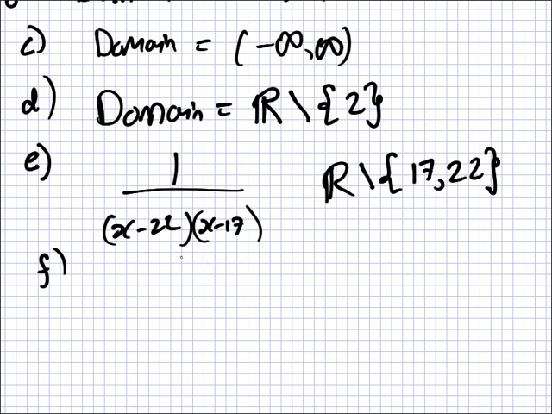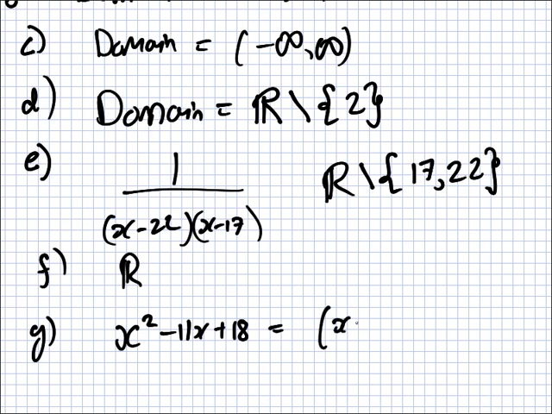Okay, F. What's the answer here? All real numbers. G. What's the answer here? Well, what we should do first is look at x squared minus 11x plus 18, shouldn't we? I'm going to change that into x minus 11 over 2 squared.